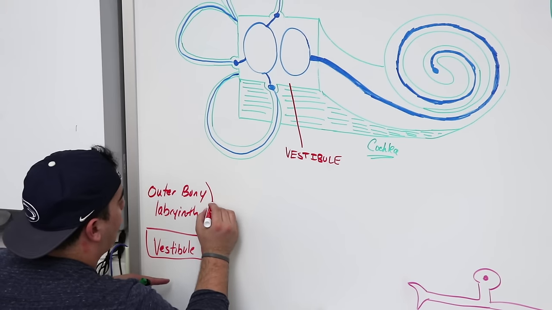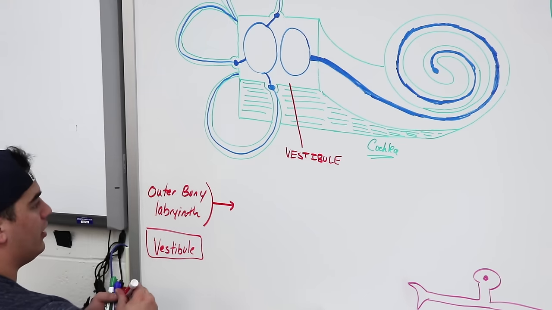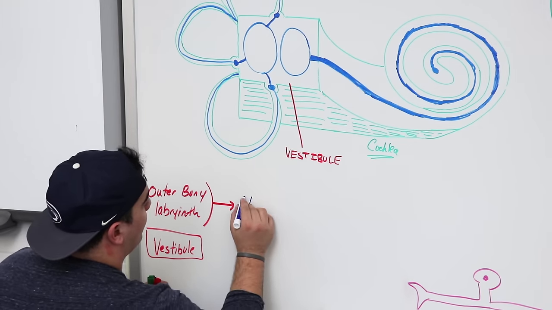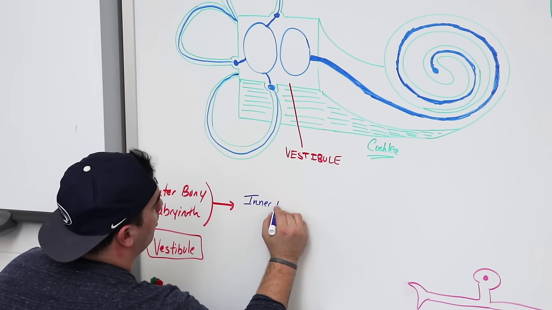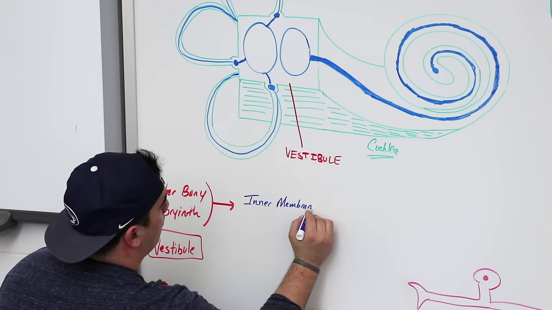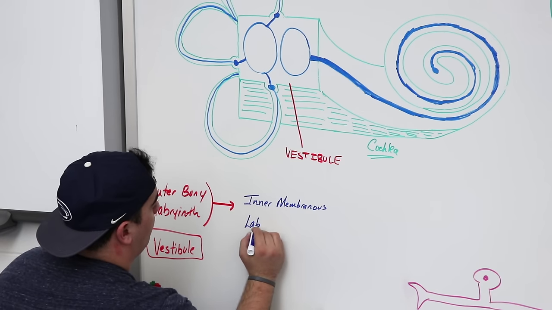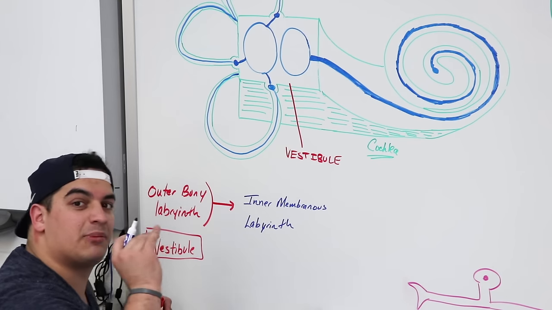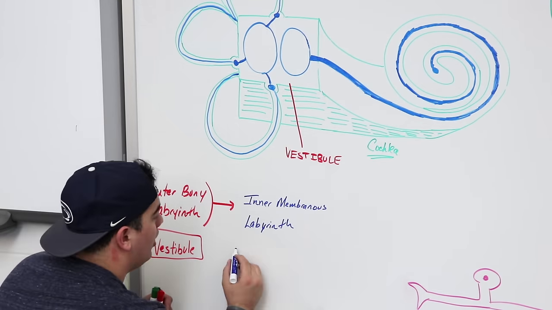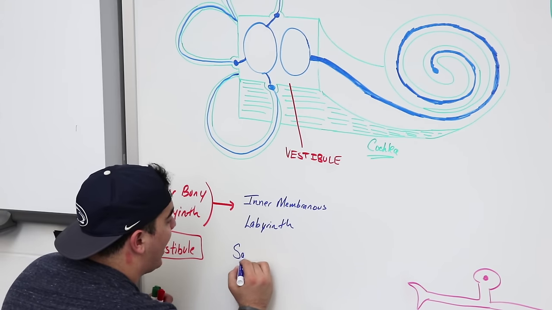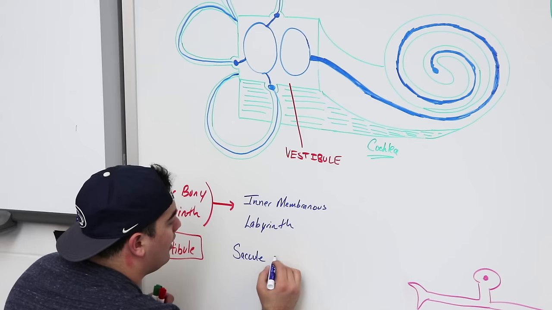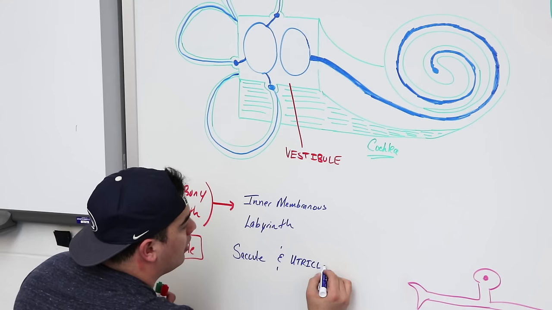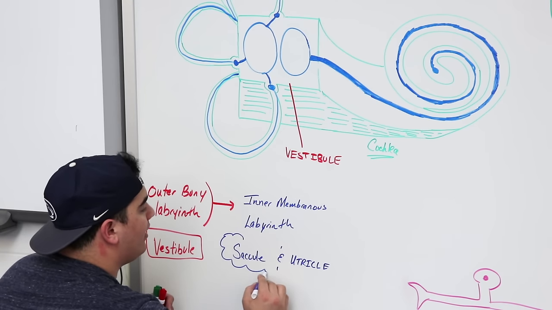The outer bony labyrinth contains inside of it an inner membranous labyrinth. The inner membranous labyrinth consists of two structures. One is called the saccule, and the other is called the utricle. So we have the saccule and the utricle.